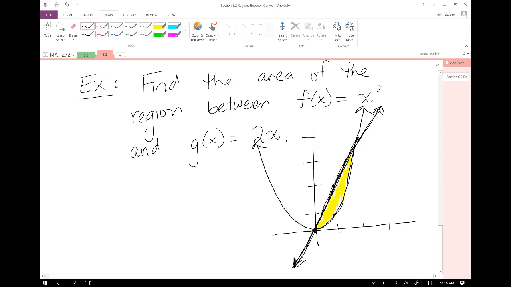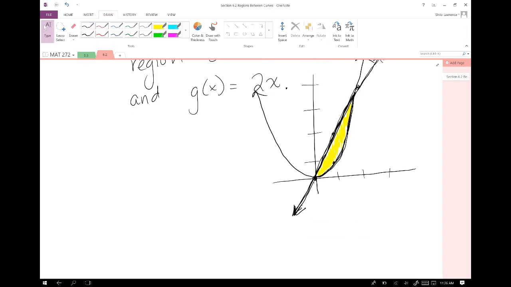So now that we have this piece here in quadrant 1 that gets enclosed by our two graphs, we can tell which one's on top and which one's on bottom. And we can also tell the x coordinates where this region starts and where this region ends. So just from the graph, I can see that they have x equals 0 in common, and they have x equals 2 in common as well. So this region's going from x equals 0 to x equals 2. So we're going to be integrating from 0 to 2.